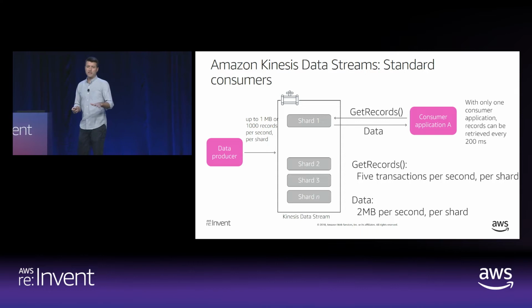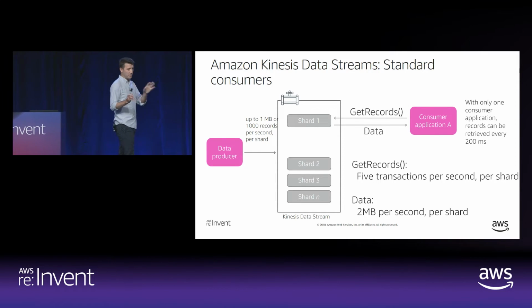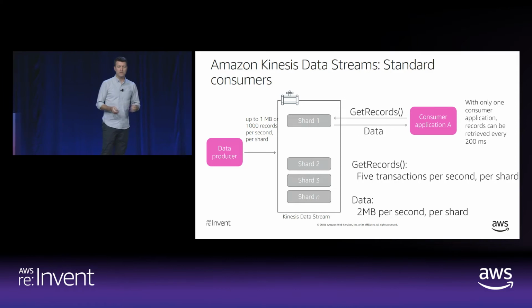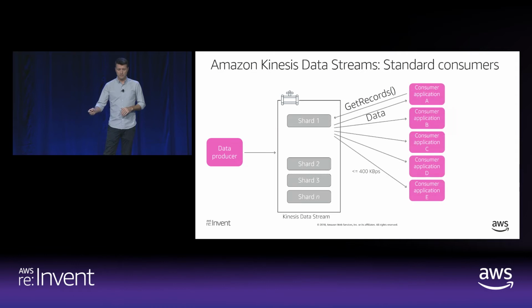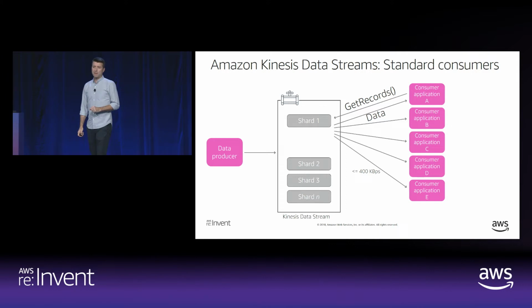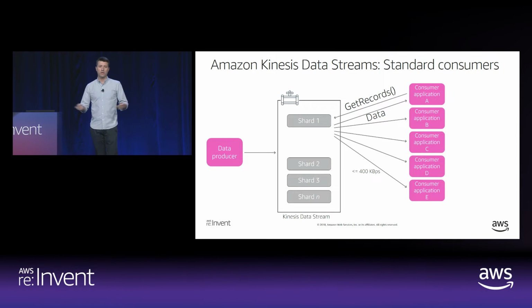So 200 milliseconds is not bad. In many cases, that's good enough for real time. Like I said earlier, it all depends on you and your company's definition of real time, but it's not bad. But what if we do this? What if you have 5 consuming applications, all of which have different business logic, perhaps different teams in your organization that want to do something with the data?